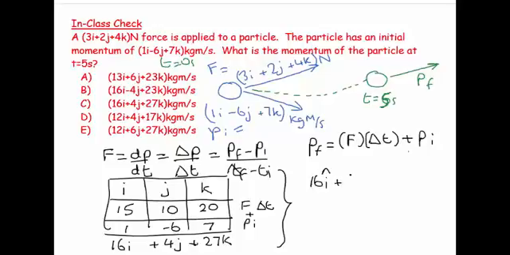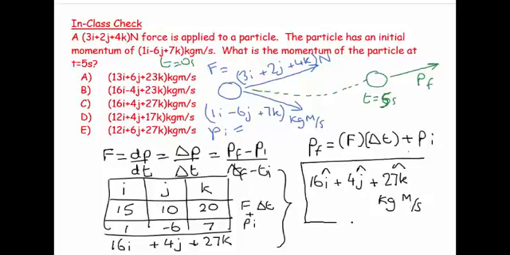I'm running out of space there, so let's put that like that and say my answer is 16i plus 4j plus 27k, and of course it's going to be momentum, so it's going to be kilogram meters per second. And there we have it.